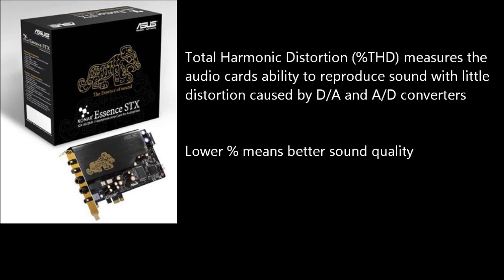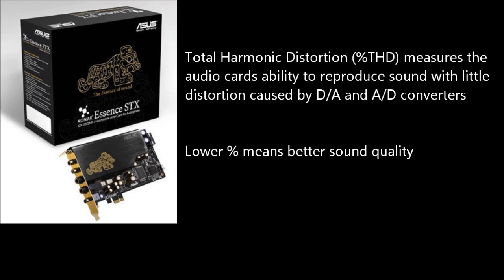The next thing, which is the most important thing that you need to look for in the quality of the audio card, is total harmonic distortion, or abbreviated as THD. Now, this is a percentage that measures the audio card's ability to reproduce sound. Now, this is the second part that I was referring to earlier, that it can reproduce sound with little distortion. Now, the lower the percentage, the better the audio card can recreate the sound.